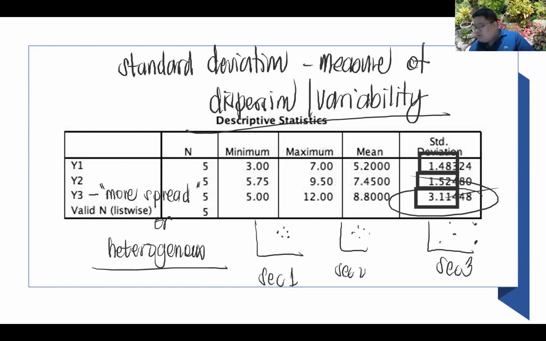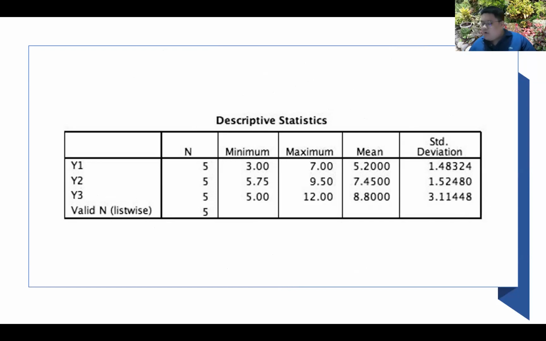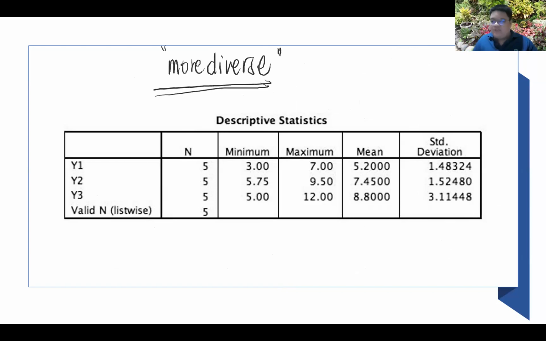So class, if you will be asked, which of the following three sections are considered to be more diverse? Anong value yung titingnan ko? What value will I be looking at? Will I look at the minimum, the maximum, the mean, or the standard deviation? Again, gusto kong tingnan kung anong section yung mas diverse. Anong data po yung titingnan ko? Minimum, maximum, mean, or standard deviation? Your responses, please.